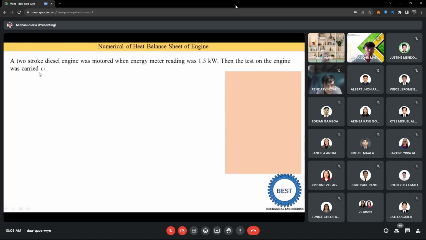A two-stroke diesel engine was motored when the energy meter reading was 1.5 kilowatt. Then the test on the engine was carried out for 1 hour. Means the engine is run for 1 hour and the following observations were recorded. So first we go to the problem statement, then I discuss the given data and how to convert the given data into the proper units.